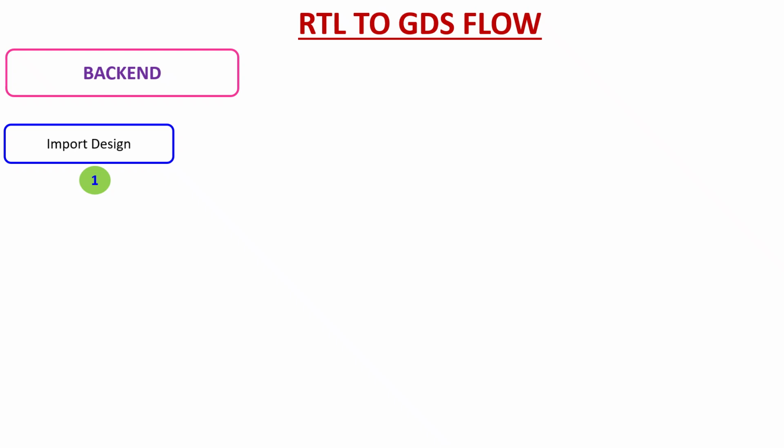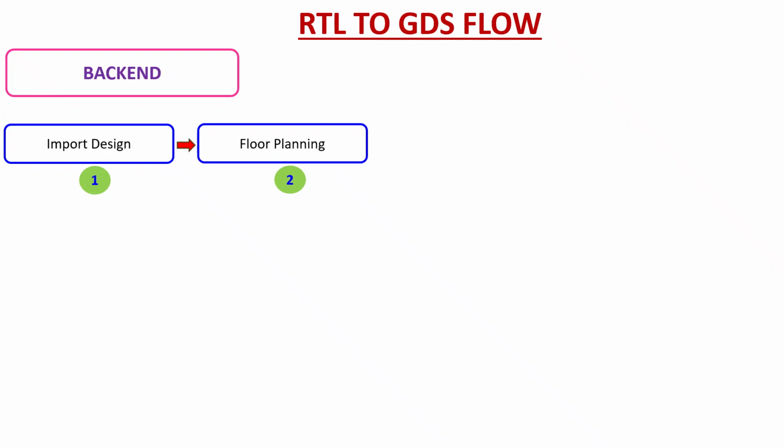Yeah, in the backend side, there are 10 stages. First, let's see what all the stages available and what are the purpose of those stages. The first stage is import design. In this import design, the synthesized gate level netlist, technology files, libraries, timing constraint, and IO pads are loaded into the physical design tool to start backend implementation.